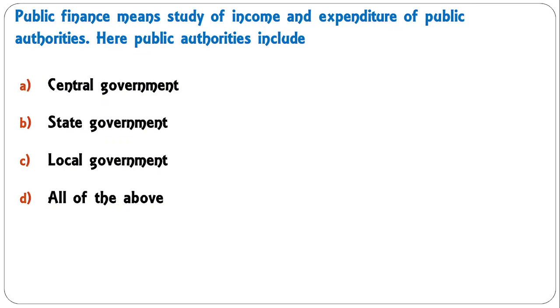The first question is, public finance means study of income and expenditure of public authorities. Here public authorities include central government, state government, local government, all of the above. So here public authorities is denoting all central, state and local government. That means the public finance deals with the income expenditure of all levels of government. So correct answer is D.